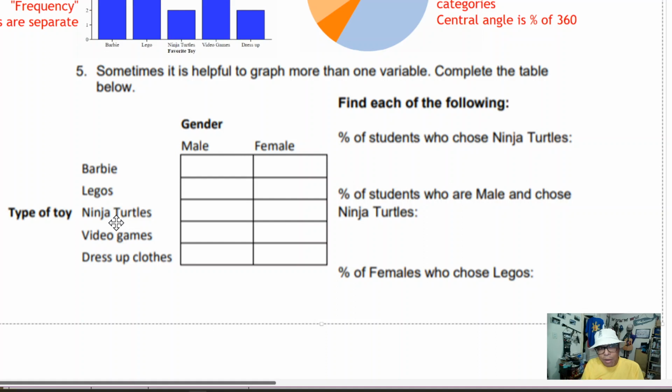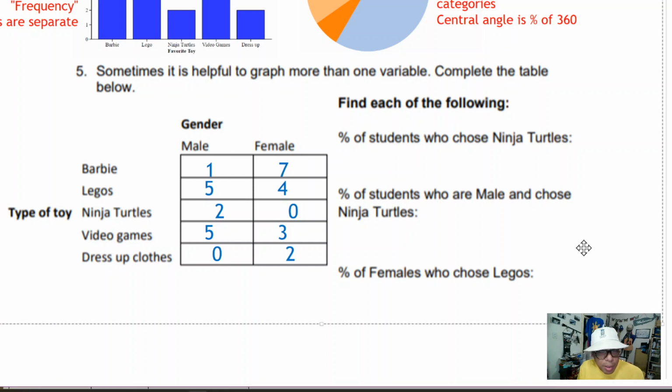So if we tease out from here gender from type of toy, what kind of data would we get? Now I have that data. Again, if you have the data from your class, maybe you're in period 2, use the actual data from period 2.